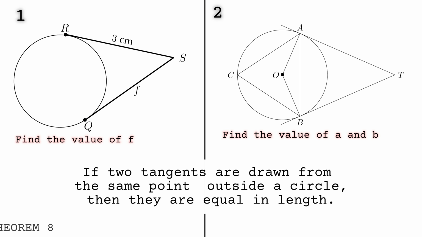Theorem 8 states that if two tangents are drawn from the same point outside of the circle, then they are equal in length. A tangent is a line that touches the circle at only one point. So if two tangents are drawn from the same point outside of the circle, then the length of RS is equal to the length of QS.